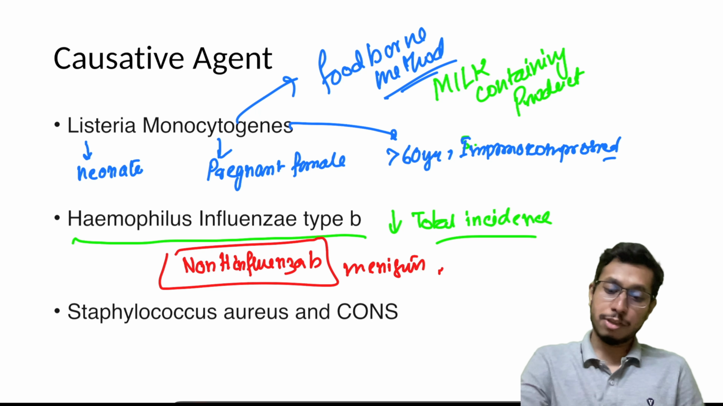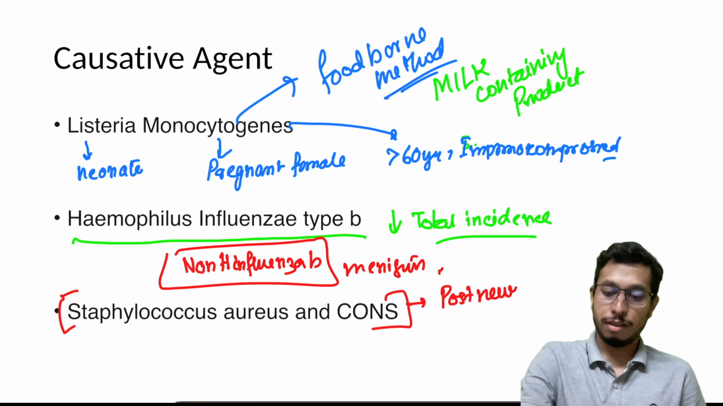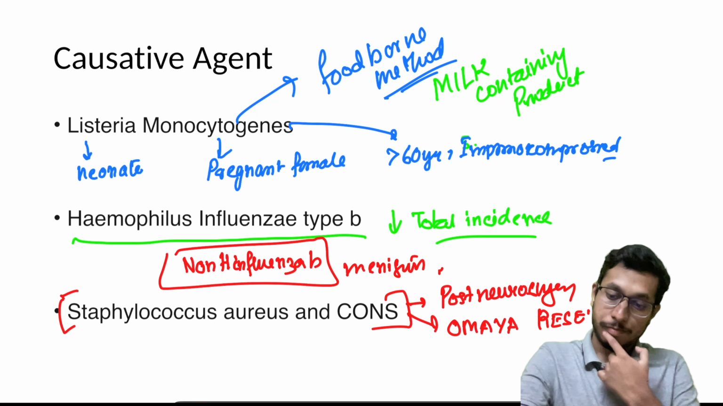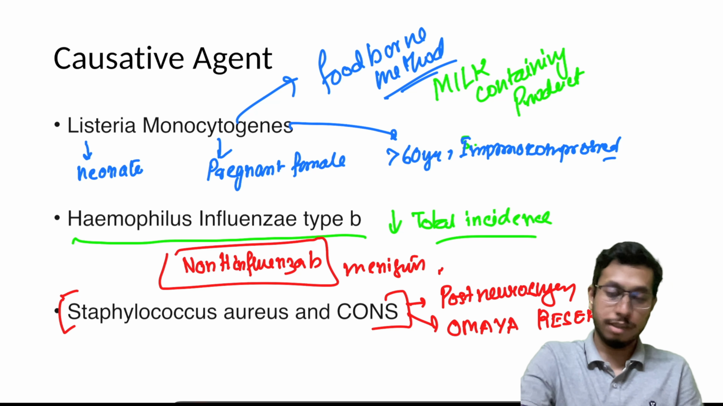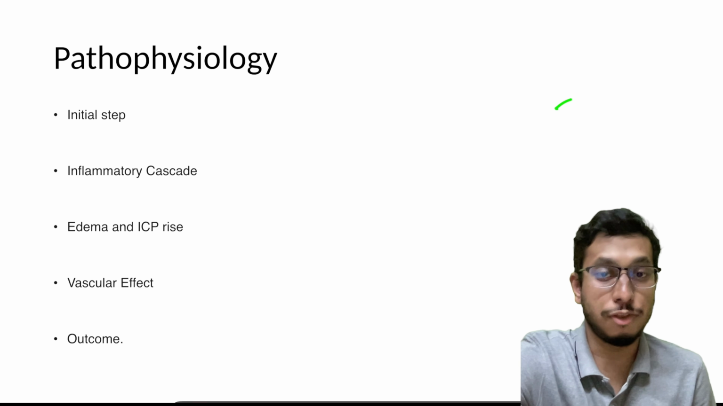Now, Staphylococcus aureus and coagulase-negative staph related meningitis is more common in post-neurosurgery cases, mainly ones with an Ommaya reservoir. All right. Okay. Now, coming to the pathophysiology.